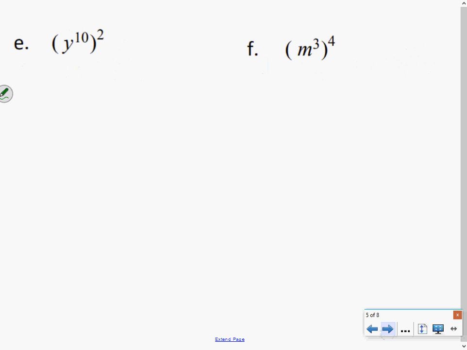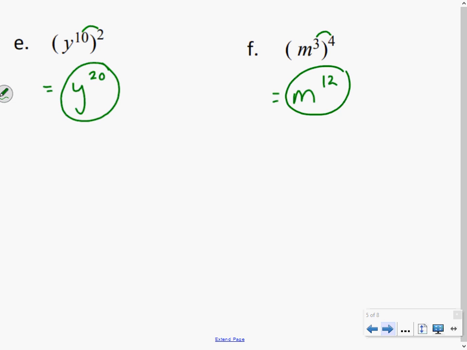So let's look at some powers raised to powers. Typically it's going to be written like this, where you have something in parentheses being raised to some other power. So if I have y to the 10th, then squared, I am going to multiply these exponents so that I would get y to the 20th power. Or if I have m to the 3rd and then raised to the 4th, I'm going to multiply these exponents together to get m to the 12th power.